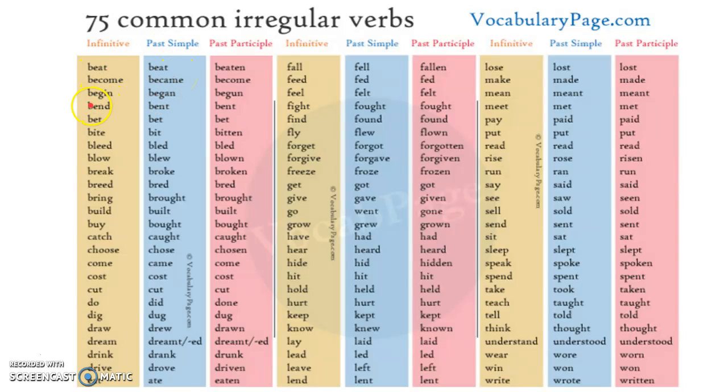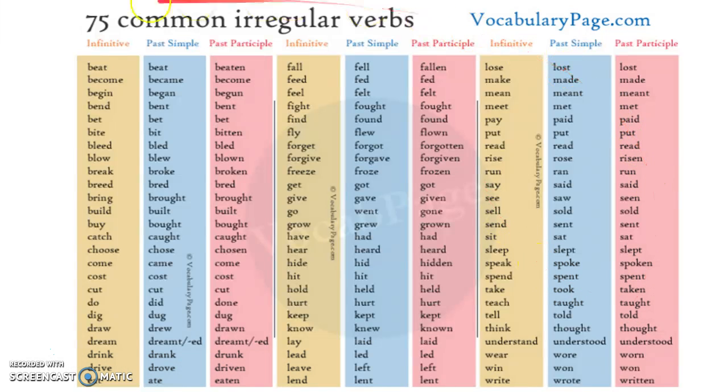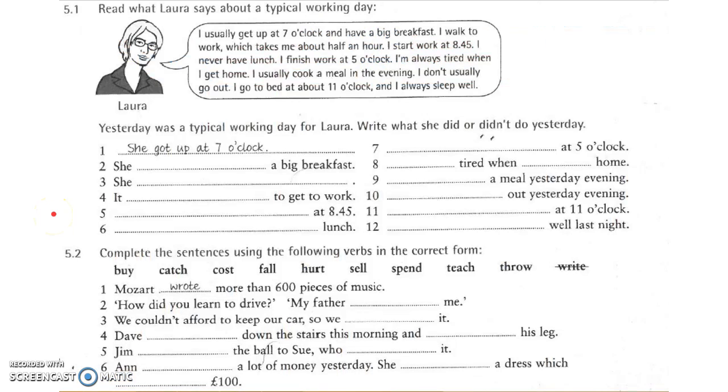Become, became, begin, began, bend, bent, bet, bet, bite, bit, bleed, bled, blow, blew, break, broke, breed, bred, and so on and so forth throughout all of these particular verbs. This is just some, but there are many more. Just 75 of the most common irregular verbs, but there are much more. Now, let's get started using them.